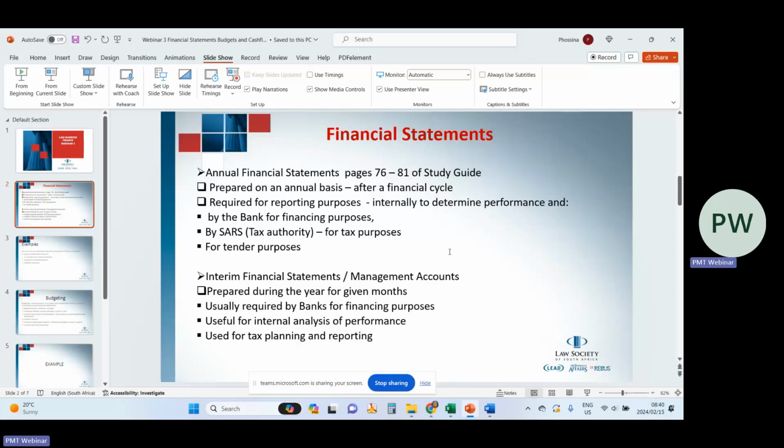Okay, and when it comes to management accounts, they are normally required for financing purposes by banks and for internal analysis of performance and financial position, and also for tax planning and reporting. So tax planning, like what we have learned previously, we have noted that there's provisional tax. Provisional tax is an estimate of your profits.